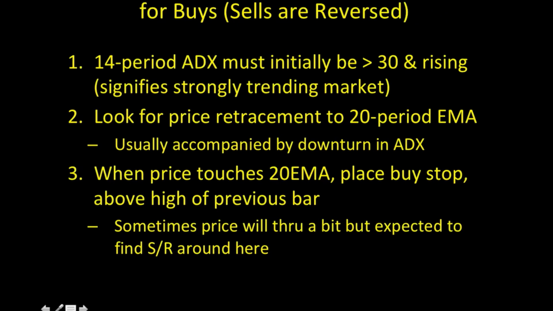Sorry, this slide got kind of cut off at the top. Basically, these are the rules for the buys, or sells if it's a downtrend, for the Holy Grail. So first off, you're going to want a 14 period ADX, and it must be initially above 30, right? So that's the first thing. You need to have an ADX above 30, and that's signifying a strongly trending market.